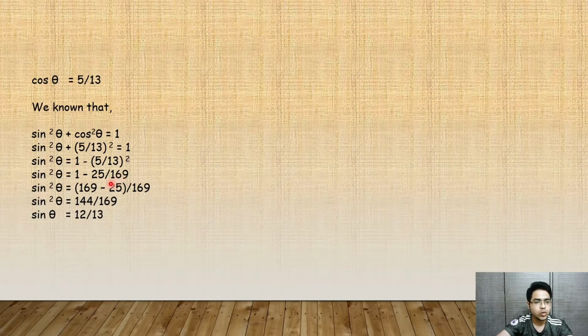Again we are going to cross multiply by 169. So 169 will be multiplied and get divided. So we'll be getting sine square theta is equal to 169 minus 25 divided by 169. So sine square theta is equal to 144 divided by 169. So the value of sine theta will be equal to 12 by 13.